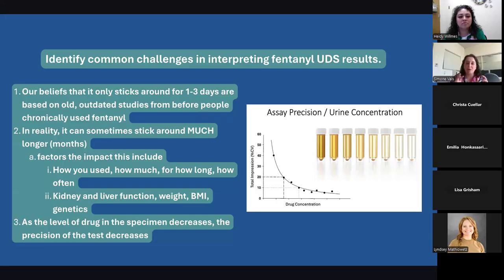We definitely have a lot of people who will switch labs mid-testing and now all of a sudden be testing positive. And you have to remember, is this really a new positive, or are the two labs using different cutoffs and it's just something that wasn't being captured before?